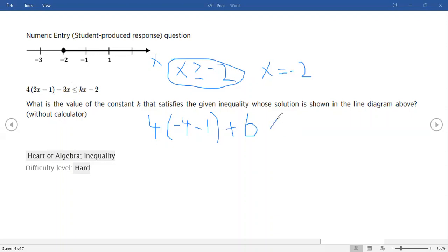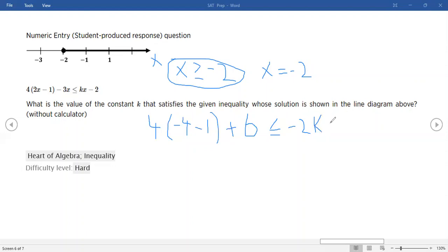Now, what do we have next? We can call it less than or equal to, or equal. It doesn't make any difference as far as formally solving this. I'll call it less than or equal. So that's going to be k times -2, and so we can write that as -2k. Now, remember, it's k that we're trying to find, right?